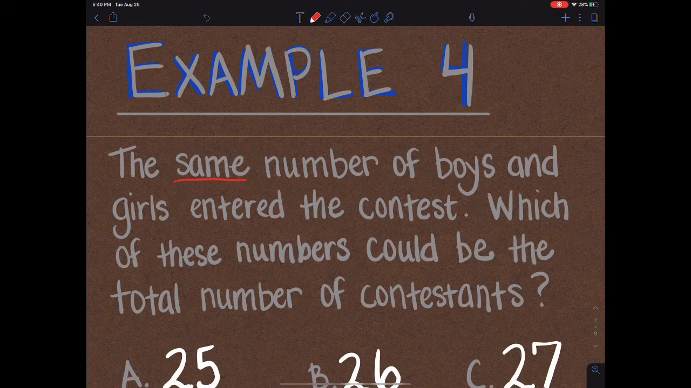It says, the same number of boys and girls entered the contest. So you kind of have 2 groups. You have a group of boys and you have a group of girls. And it says that those groups have the same number in them. Which of these numbers could be the total number of contestants? So it's looking for the total number of people that entered the contest.